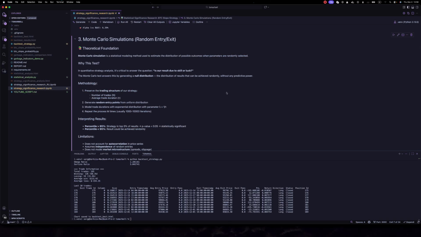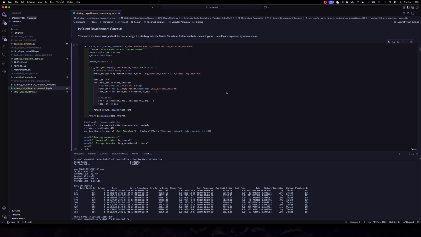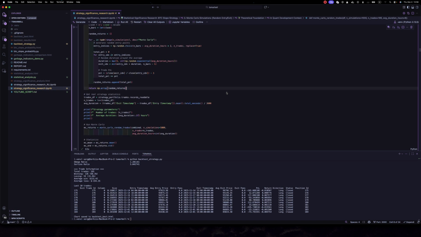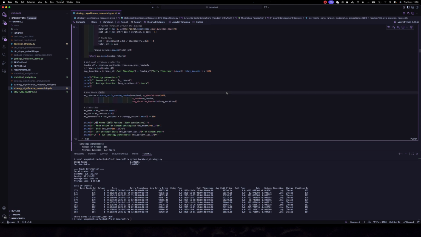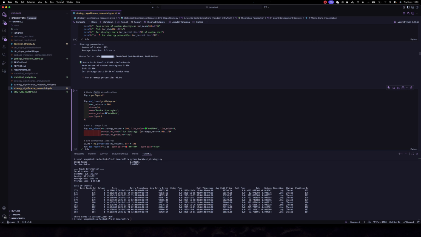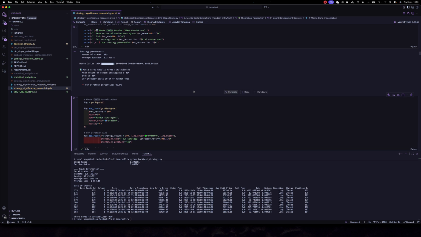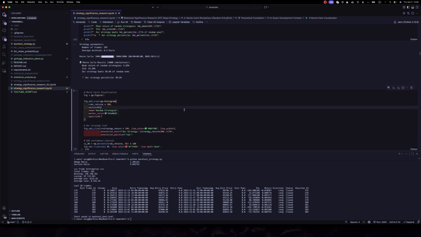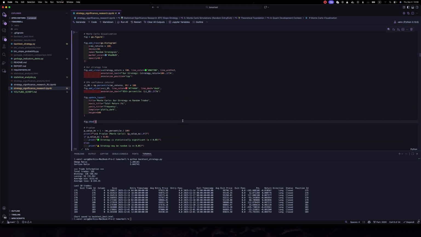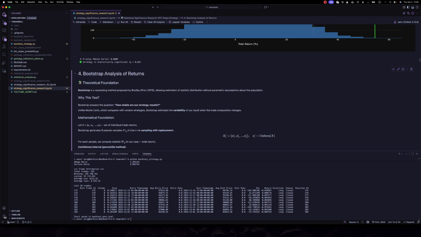Test number 1. Can a random strategy achieve the same results? I ran 1000 random entry and exit strategies and compared the returns to our indicator strategy. Results: our strategy beats 100% of random strategies. The p-value is essentially 0. This means the results are not due to luck. The indicator has a real edge.